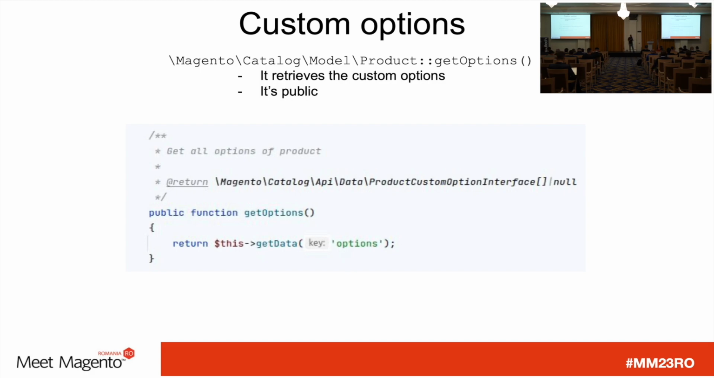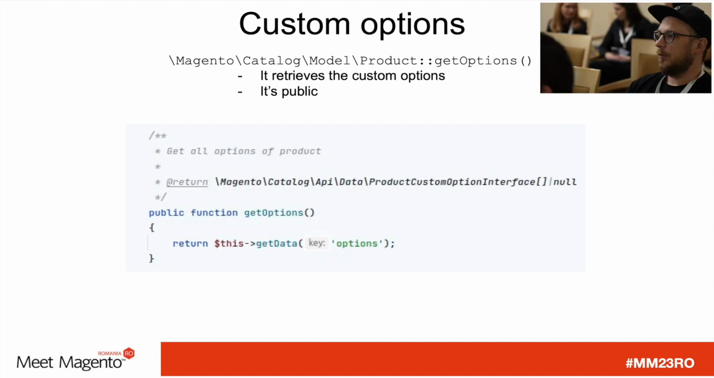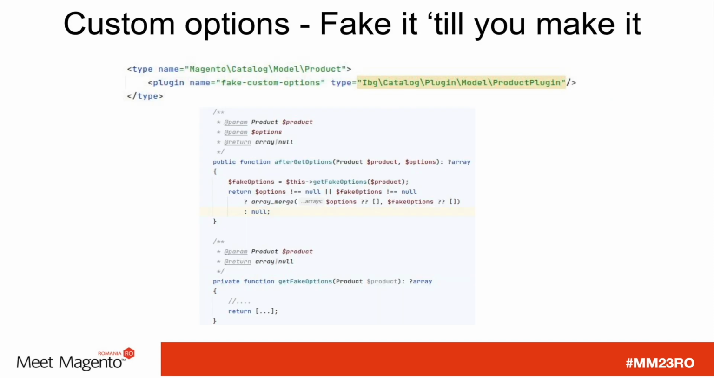This is the method that actually retrieves the custom option. It's public, so next thing is to, well, do some fake options. We can write plugins on that. So I started actually doing it as a proof of concept. I didn't want to actually implement this idea, but it actually worked in the end. So you can do an after plugin where you actually get options from anywhere else, and you can attach them to the product.